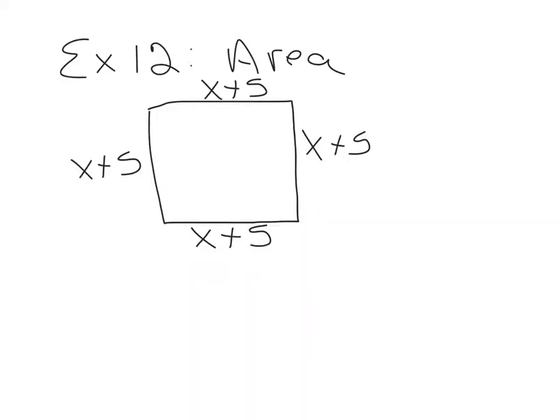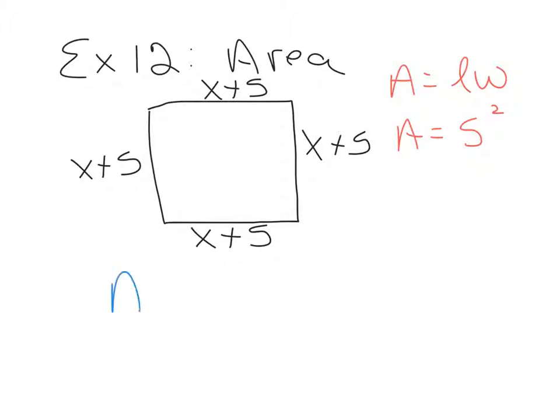Example 12 asks us again to find the area of this square. And of course, it's a square because all the sides measure the same. The area of a square is the same as the area of a rectangle, length times width. Sometimes people will abbreviate that as side squared because the length and the width are identical. It's the same as squaring any one side, but I'm going to go with length times width.